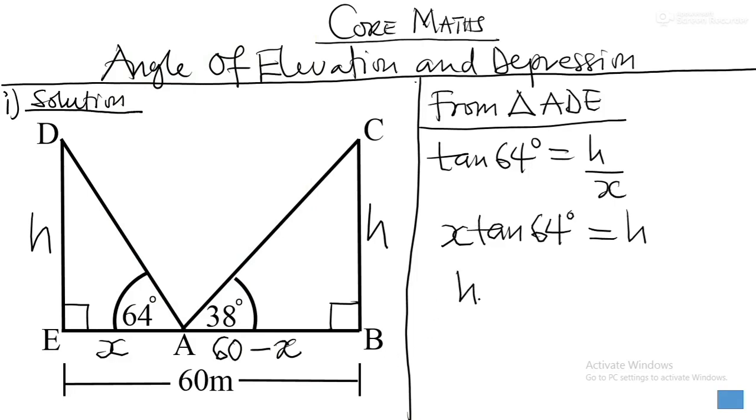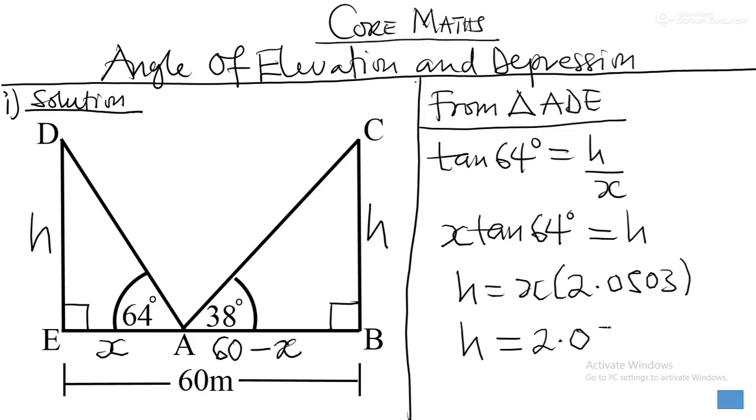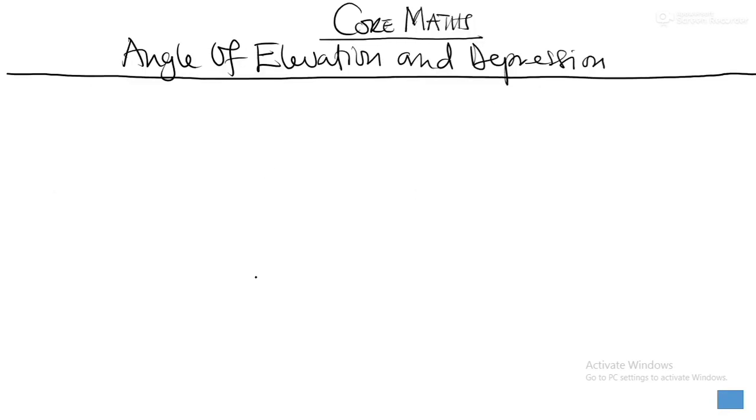So our H is going to be X times 2.0503, so H is equal to 2.0503x. Good. So now we have the height of the pole based on triangle ADE. Now let's find the height of the pole based on triangle ABC.